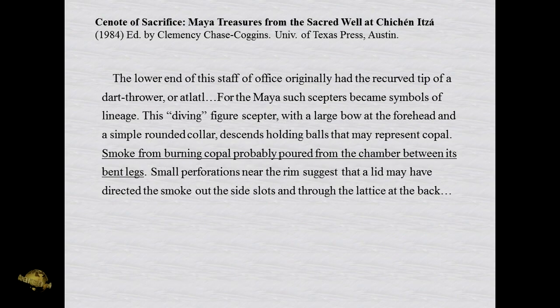Okay. Now this is describing the staff that we've just been looking at pictures of. The lower end of this staff of office originally had the recurved tip of a dart thrower or a tlaspal. For the Maya, such scepters became symbols of lineage. This diving figure scepter, with a large bow at the forehead and a simple rounded collar, descends holding balls that may represent copal.